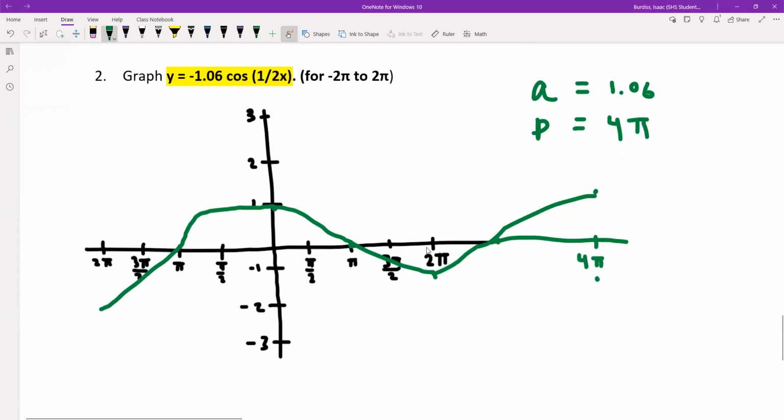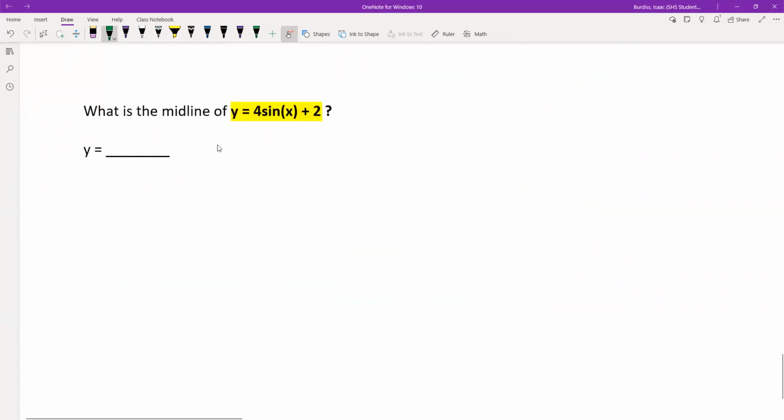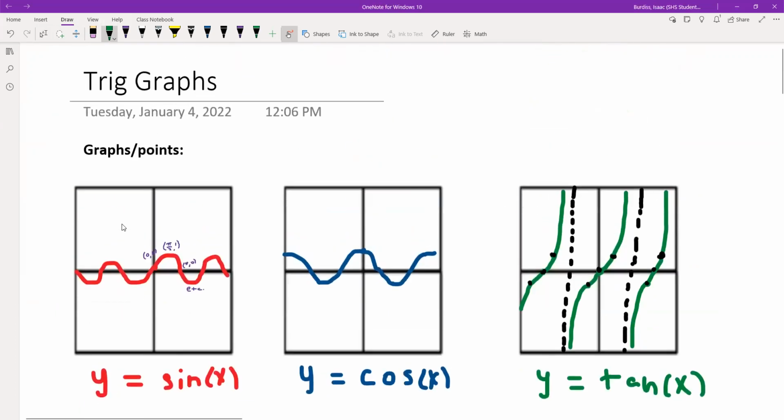If you notice, does it take 4 pi to get back to the same place that it was at? Yes. And then the midline, anytime you have a midline, it's the plus or minus whatever it is. If that happened to be a -2, then the midline would be y equals -2, but it's always an equation. So this was not a very descriptive video, but it's sort of a review of these graphs.